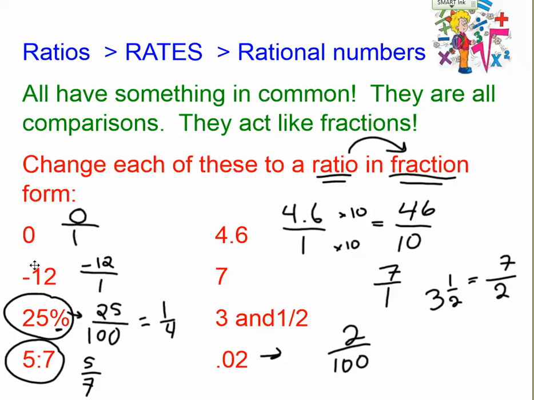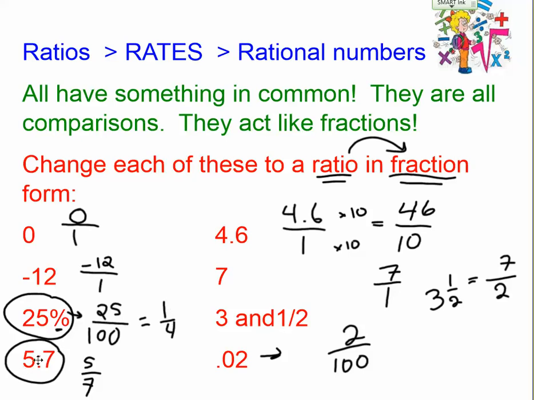The integer negative 12 is negative 12 to 1. If there's no other number, then it's negative 12 for every 1. Maybe it's the number of euros owed by each person. 25% is the ratio of 25 to 100, because percent means out of 100. And some of you knew that that's the same amount as 1 to 4. So 25 to 100 is an equivalent ratio, or an equal ratio, to 1 to 4.